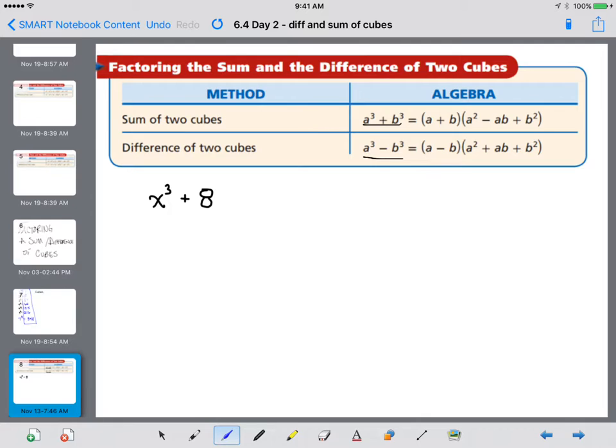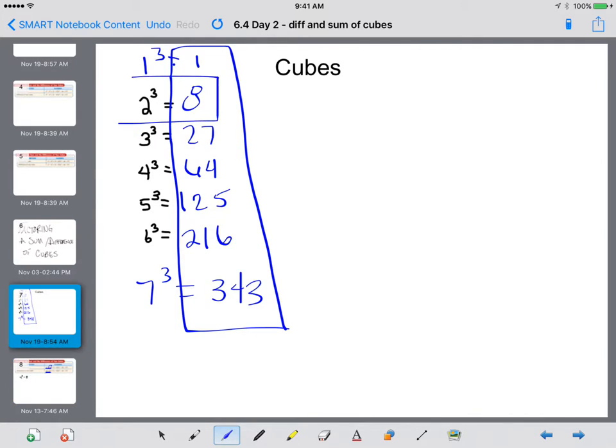At the top here, you'll see there are formulas for the sum of two cubes and the difference of two cubes. Sum of two cubes meaning we are adding two cubes together. Difference of two cubes meaning we are subtracting two cubes. So if we have x to the third plus 8, I don't have two cubes here. I see this is a sum, but I need to rewrite 8 in terms of cubic form. Well, if you remember here, 8 is equivalent to 2 to the third power.